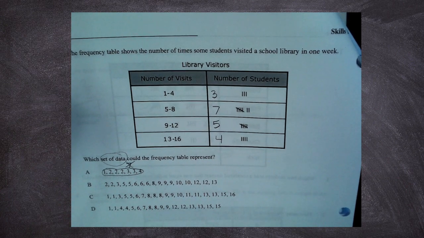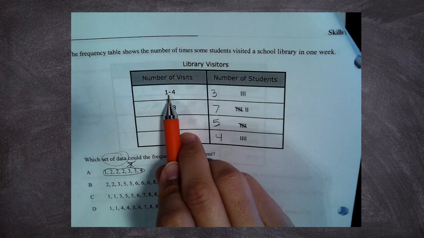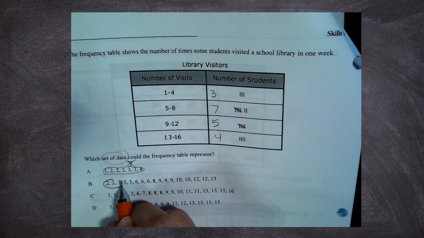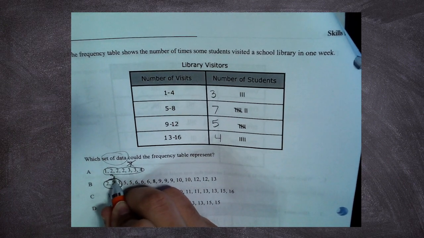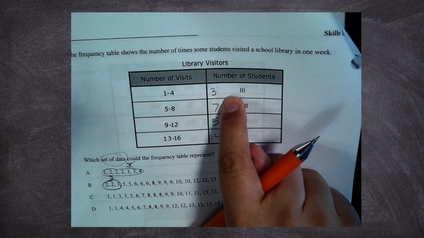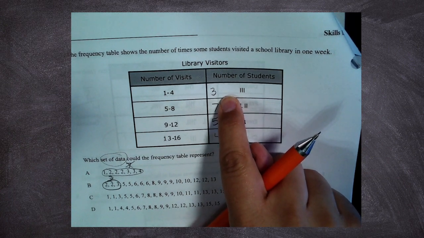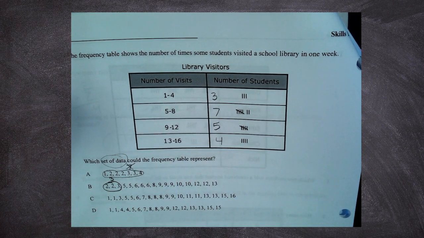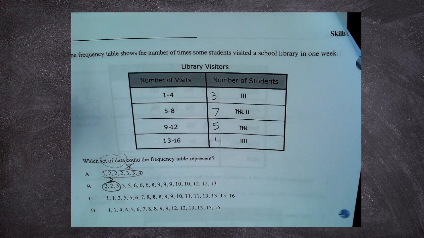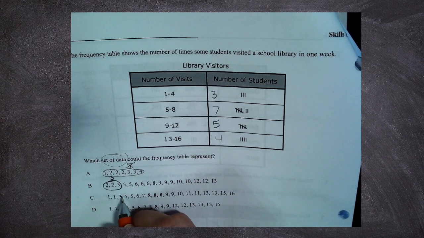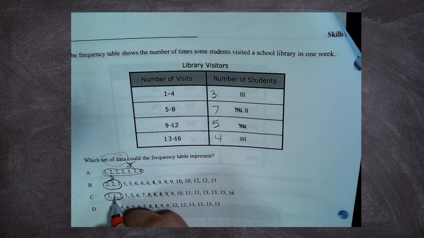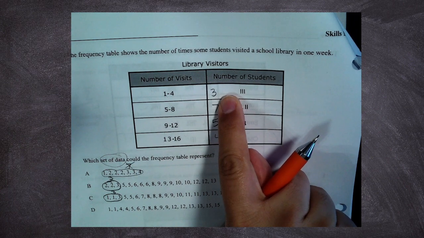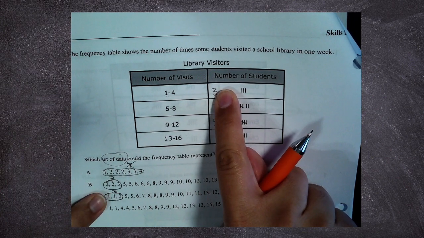I'm going to check answer choice B. Again, I'm going to look for all of my numbers between 1 and 4. 2, 2. Right here. There are 3. That matches with my chart. 3 people went between 1 and 4 times. There are 3 numbers between 1 and 4. I'm going to check answer choice C. 1, 2, 3. That also matches. 3 people, 3 people.